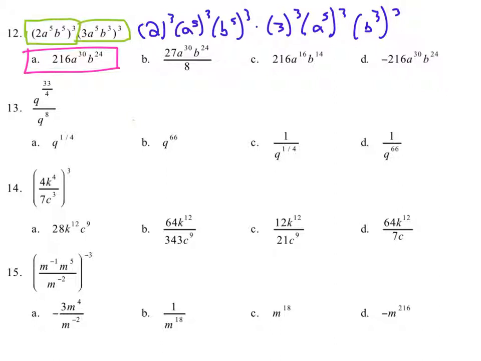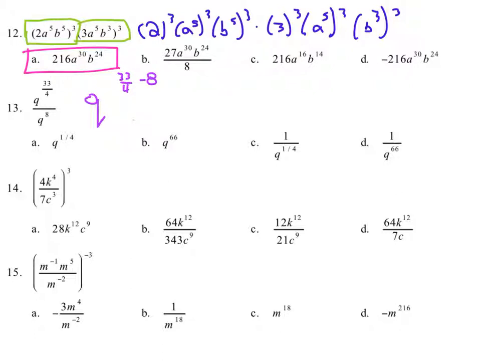Okay, so that is the first one. Looking at the second one, we are dividing q to the 33 fourths divided by q to the 8th. So what we really have is q to the 33 fourths minus 8. Like that. That will be the exponent if we can resolve what that equals.